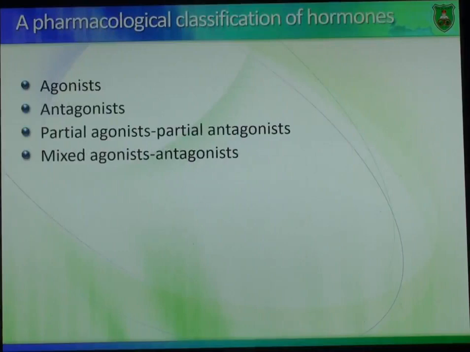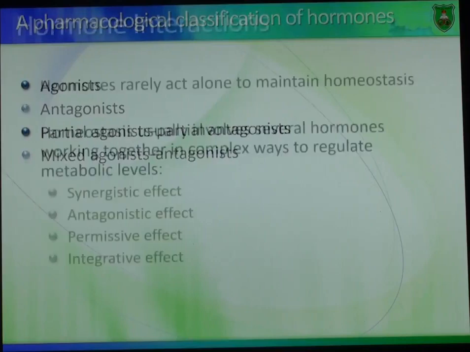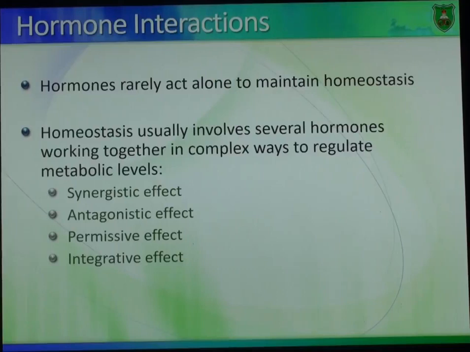Now, another classification, as I mentioned, is the pharmacological classification of hormones. You can have hormones that are agonists. You can have hormones that are antagonists, like insulin and glucagon, for example. You can have agonists like glucagon and epinephrine. You can have hormones that can function as partial agonists or partial antagonists, as well as other hormones that can function as mixed agonists-antagonists. We will not talk about these in this module, but maybe you'll learn about them in other courses related to pharmacology.